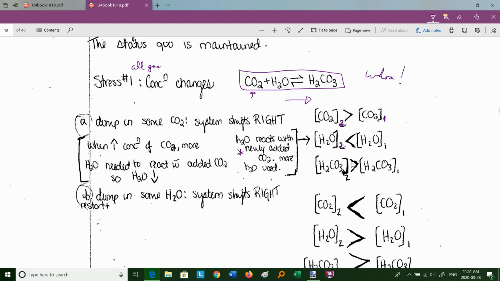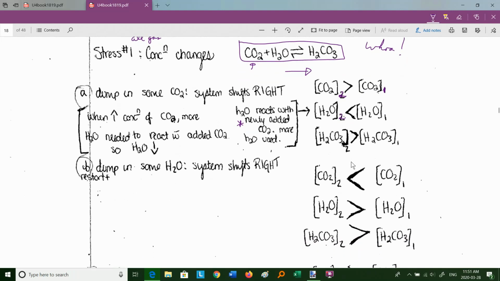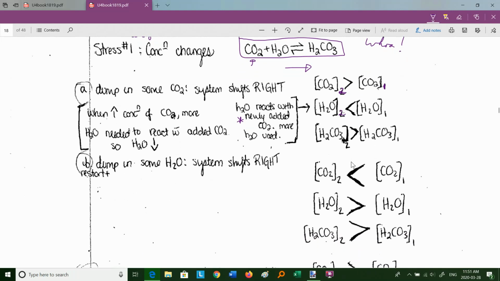Okay, now let's go to another example here. We're going to dump in some H2O. Well, if we dump in some H2O, CO2 is going to react with some of the H2O that we dumped in. So that is going to be less than before.